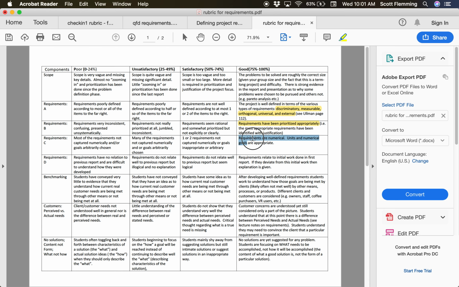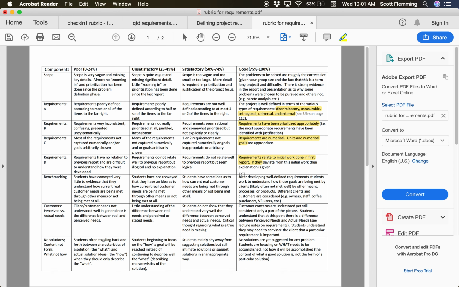You've translated them into numbers, and you've chosen good, appropriate, justifiable numbers. The requirements you've come up with relate to what your initial work was in the problem definition phase. And if they do deviate, which is fine because everything's an iterative process, you have to give me reasons for what's going on and why you shifted gears.